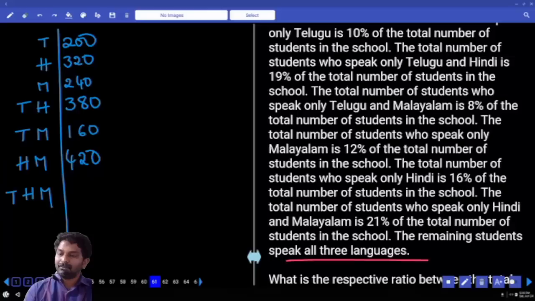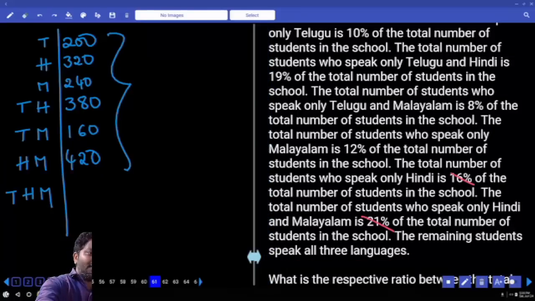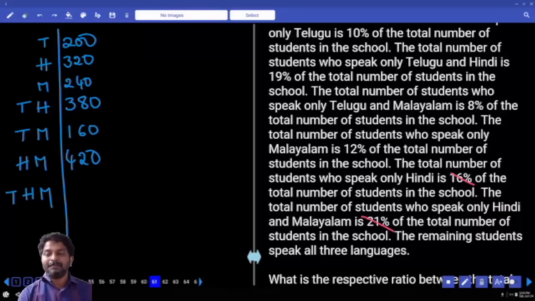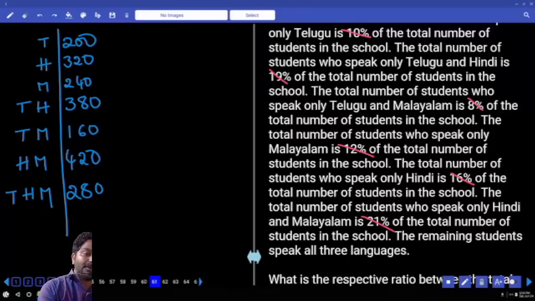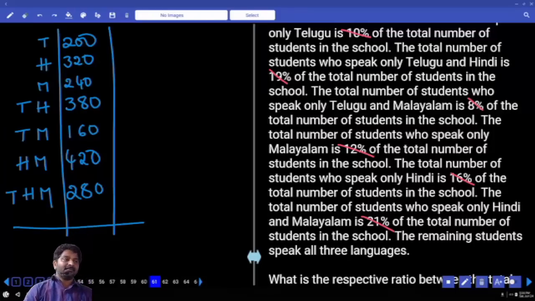THM. Now 21 plus 16. See, instead of adding all the numbers and subtracting it from 2000, let me calculate the percentage, that becomes easy. Okay now, 21 plus 16 is 37, plus 12 is 49, plus 8 is 57, plus 19 is 76, plus 10 is 86, remaining 14, 14 times 20 is 280. The table is ready, now you can solve. Can you solve?